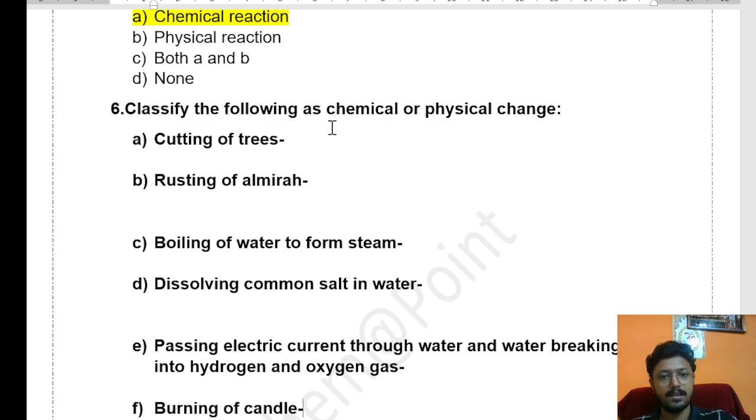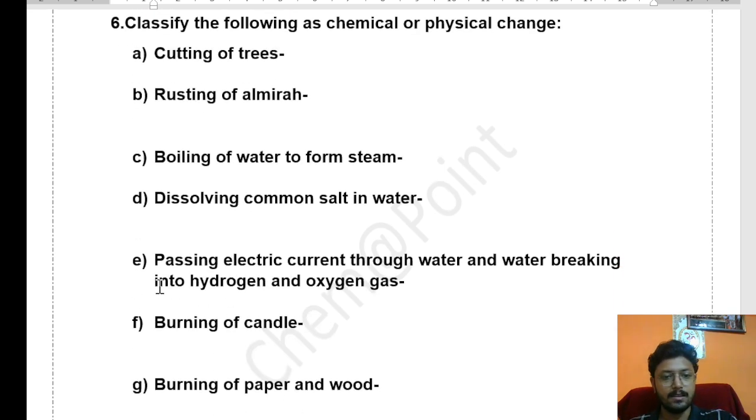Now classify the following as chemical or physical change. So cutting of a tree is a physical change. Roasting of almirah is a chemical change. Boiling of water to form steam, okay, it is a physical change. Dissolving common salt in water is also a physical change.